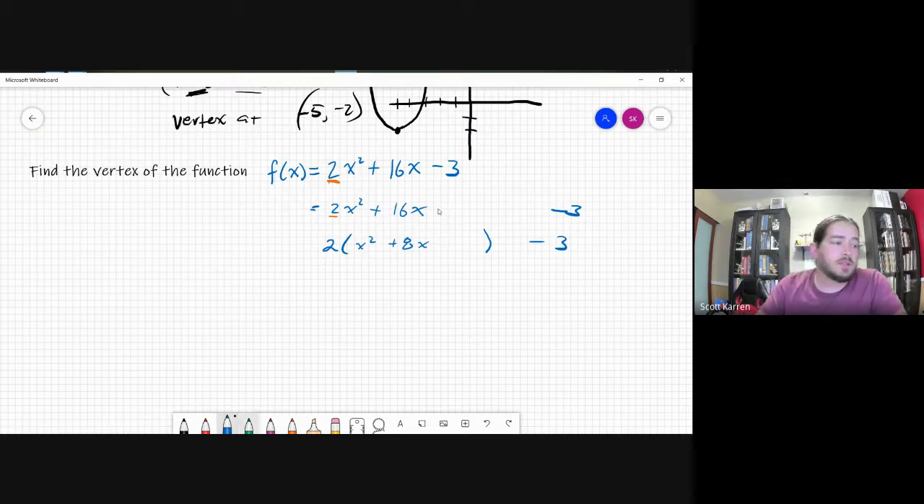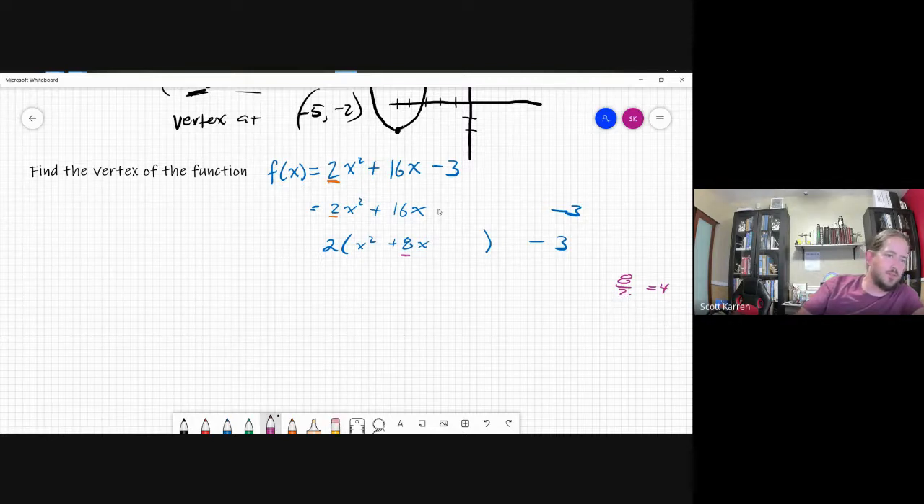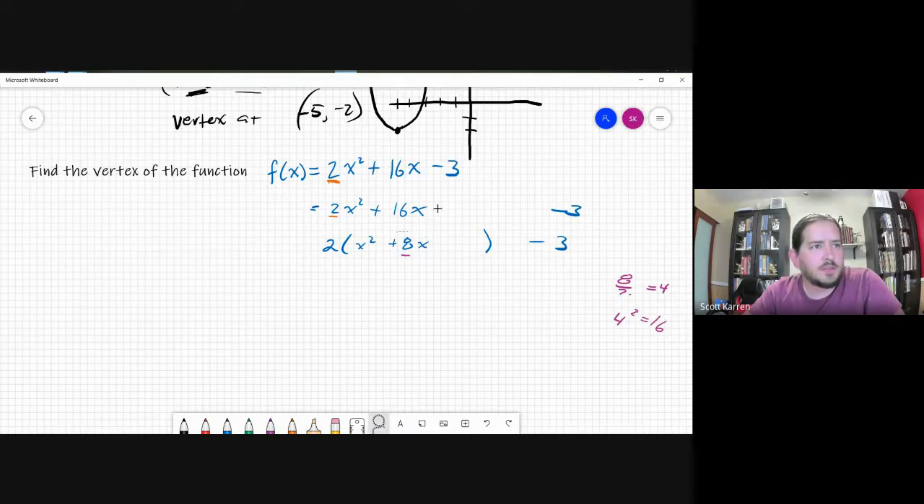Now what I want to do though is complete the square inside here. So I'm going to take that 8, divide it by 2, gives me 4. And then that 4 gets squared and gives me a 16. Okay. And that's what I want in here, so I'm going to add 16.